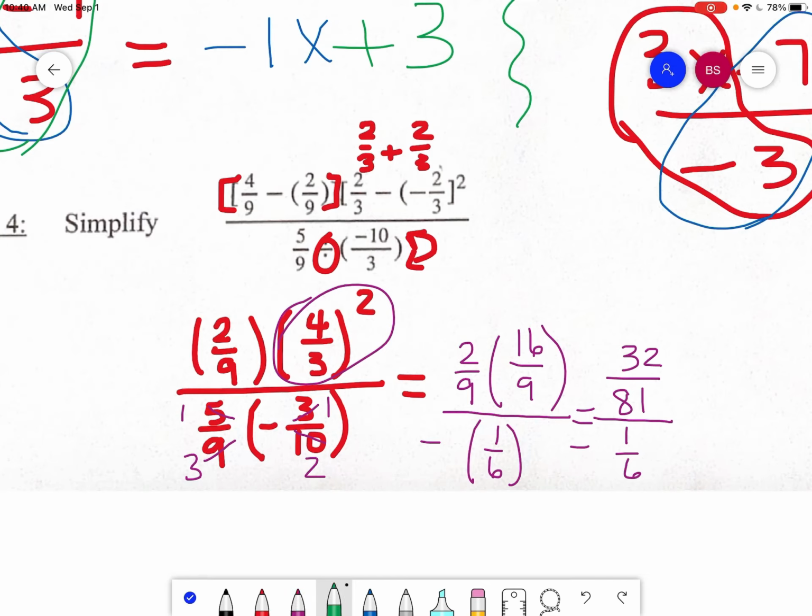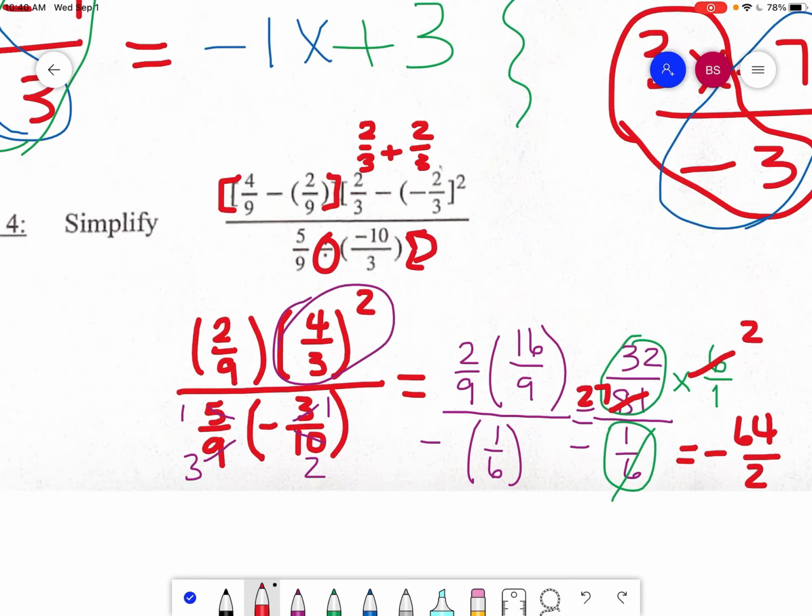Okay, next step. When you divide, so look at, I'm dividing this fraction by another fraction. To do that, that is the same as multiplying by the reciprocal. So that's how I'm going to write it. Now I can just multiply like normal. And I can reduce 6 and 81. 3 goes into 6 twice. 3 goes into 81 27 times. So now I'm going to be left with a negative 64/27.